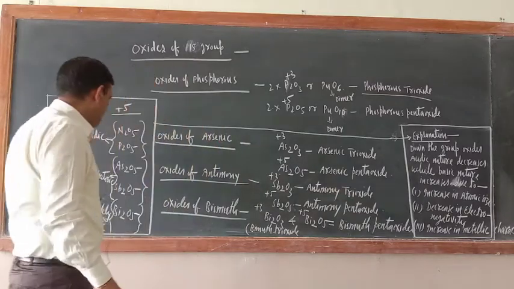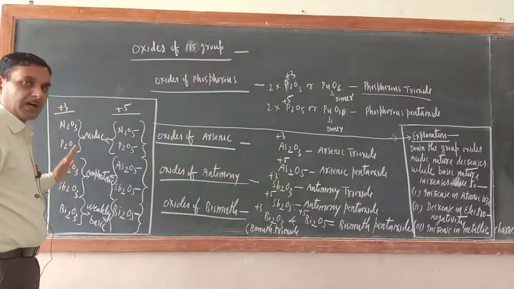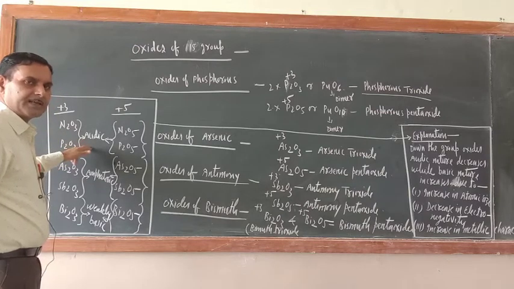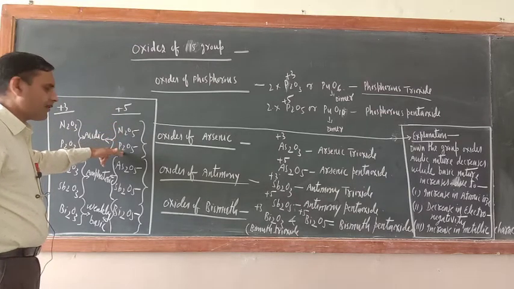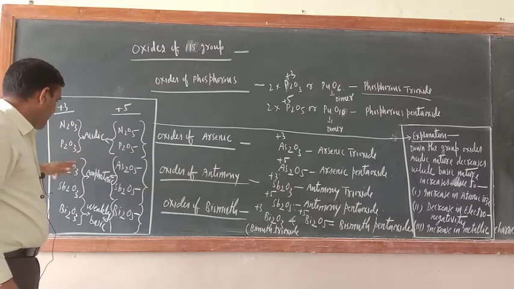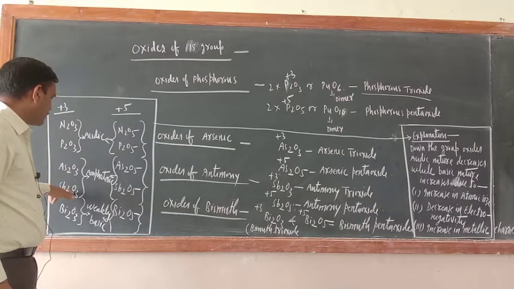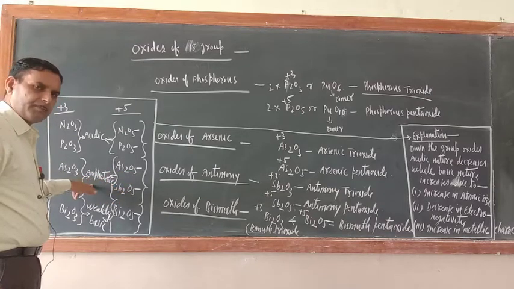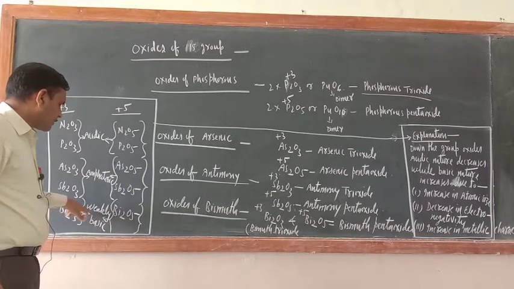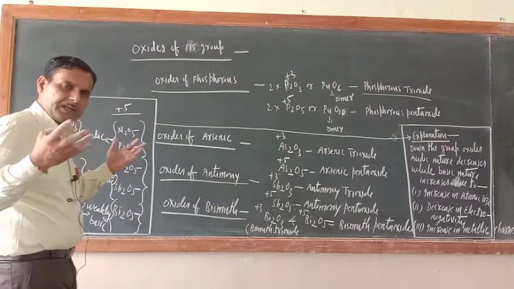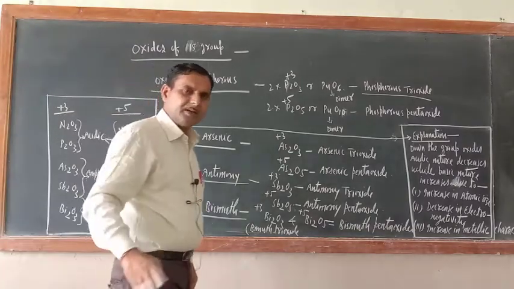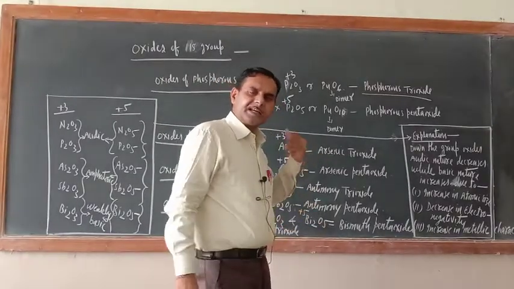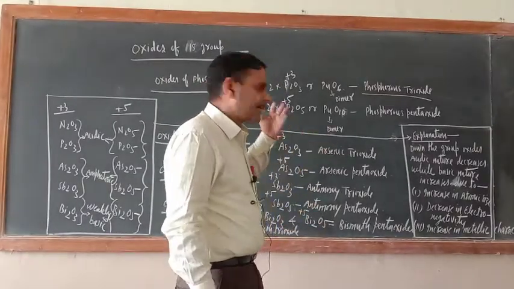Just see, by seeing this we can very easily observe that N2O3 and P2O3 are acidic. Similarly, N2O5 and P2O5 are acidic. As2O3, Sb2O3, As2O5 and Sb2O5 are amphoteric. But Bi2O3 and Bi2O5 are weakly basic. So what is the meaning of this? Down the group, in the oxides of the 15th group, basic character increases while acidic character decreases.